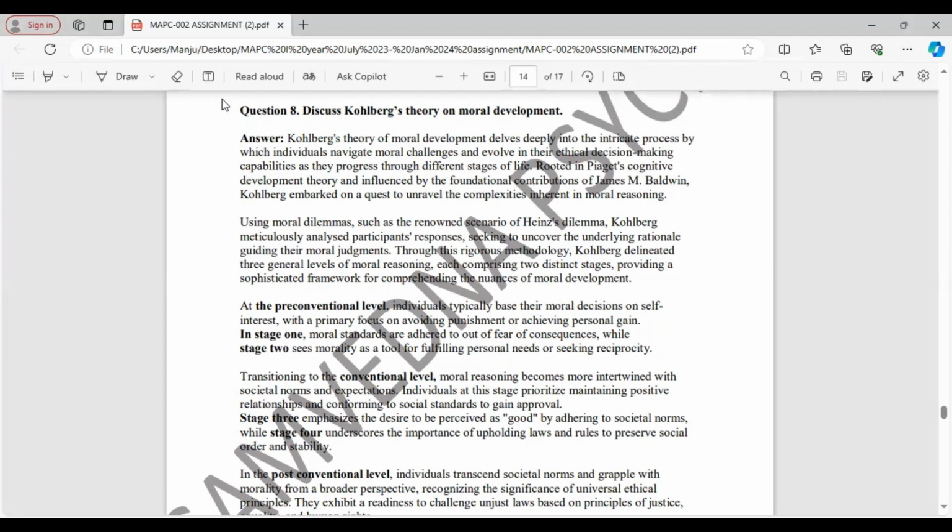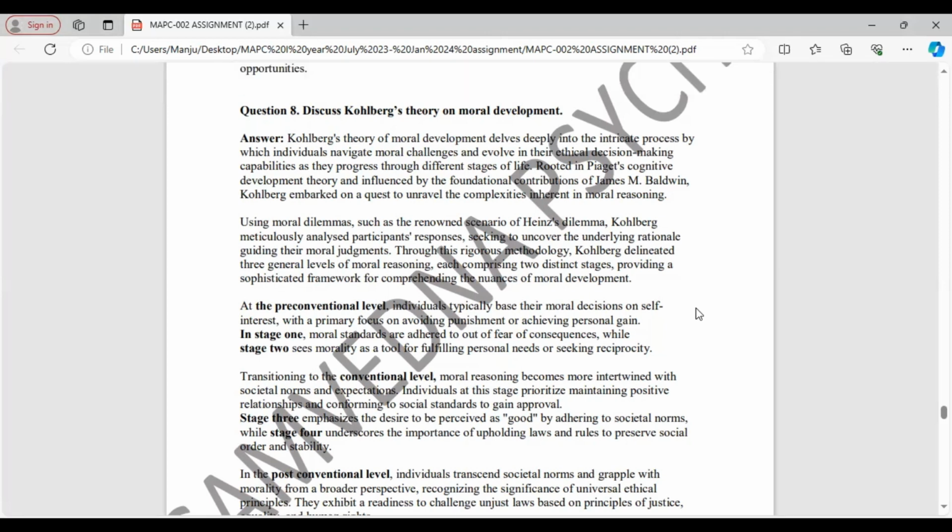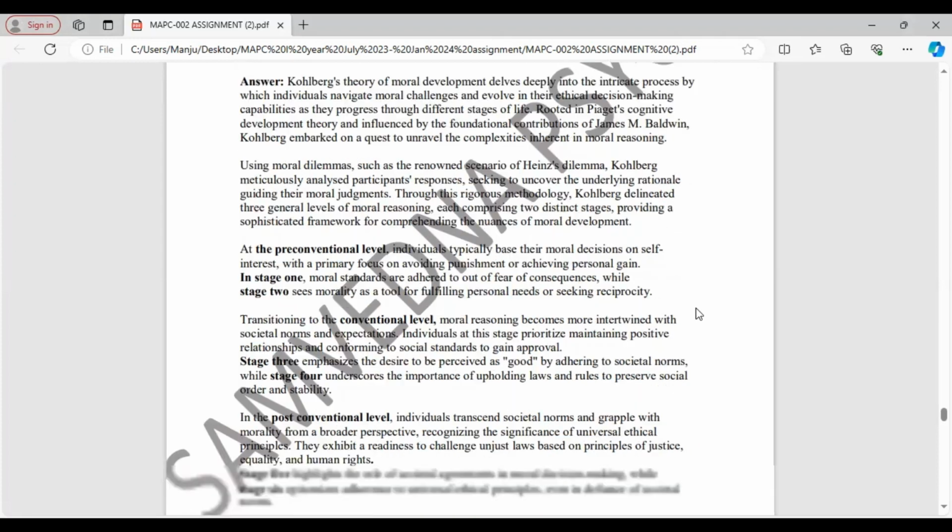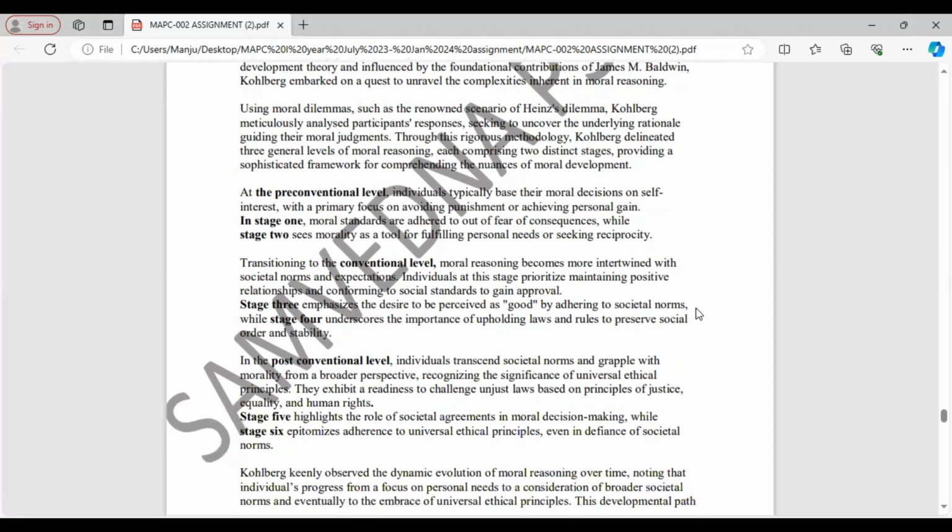At the pre-conventional level, individuals typically base their moral decisions on self-interest, with a primary focus on avoiding punishment or achieving personal gain. In stage one of this, the moral standards are adhered to out of fear of consequences, while stage two sees morality as a tool for fulfilling personal needs or seeking reciprocity.